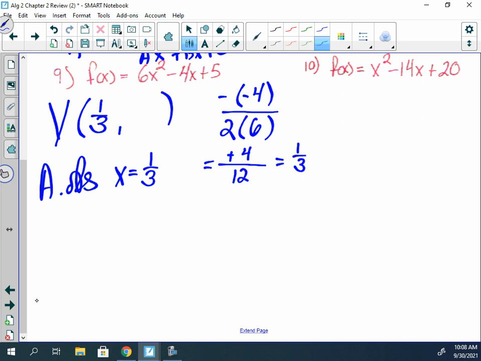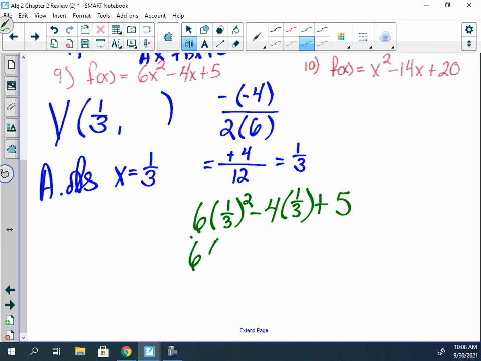Now, all that leaves us with is finding the y value of the vertex. Well, all we've got to do is plug in 1/3 for x and find the value of y, because all we've got to do is plug it into the function. At this point, we can type this entire thing into the calculator and it'll do it for us. Or if we did it by hand, 1/3 squared would be 1/9, times 6, minus 4/3 plus 5.